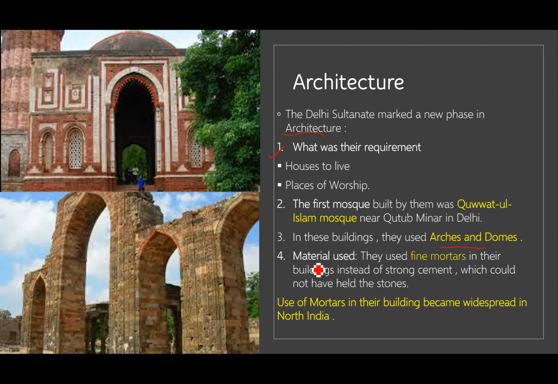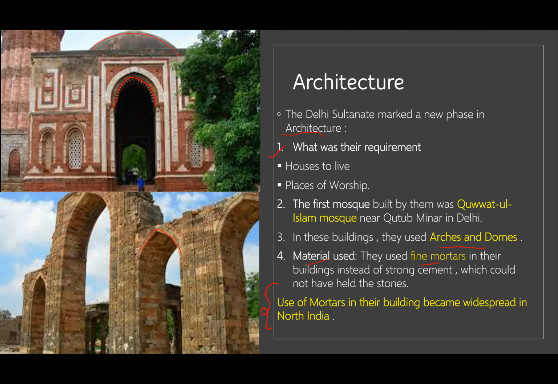The material that they used was a fine mortar in their building instead of a strong cement which could not hold the stones. Right? Now what is this mortar? Mortar means when cement is mixed with sand. So this is how they used it in their architecture so that mortar could hold the stones. Right? So the use of mortar then became very important in North India.